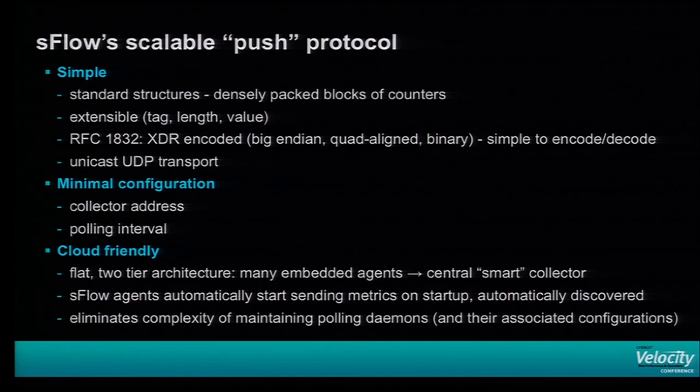So what is sFlow? Well, it's a really simple protocol. Each of those blocks of counters that I showed you in the previous slide is encoded using the XDR standard and exported as UDP datagrams. And each datagram can contain hundreds of metrics. It requires minimal configuration, just the IP address of a collector and a polling interval. And it solves a problem that you have in cloud systems where servers are added and removed, started and stopped all the time. If you're trying to maintain a set of servers to poll for metrics, that doesn't really work because the pool of servers is changing so quickly. With sFlow, as soon as a server starts up, it sends metrics, it's immediately detected and continuously monitored.